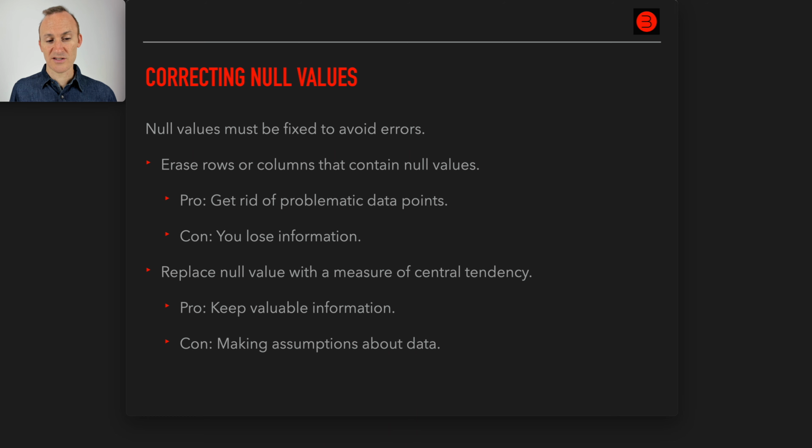Now, in practice, one of these is more common. Take a moment to think about which you think is more common. The most common is actually to replace null values with a measure of central tendency. The reason is because data is valuable. You may have a lot of valuable data in a row, and you don't necessarily want one null value to cause you to lose the rest of your data.